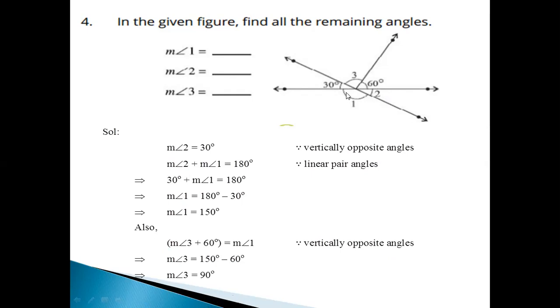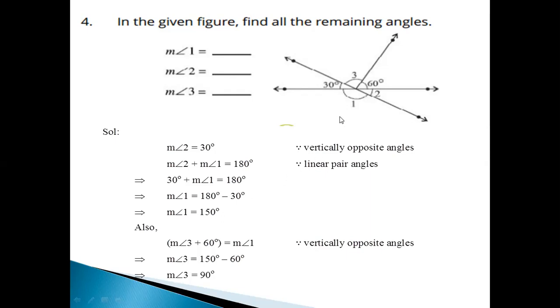And you know, this 1 and 2 make a half circle. So a half circle is equal to 180 degrees. So angle 2 plus angle 1 is equal to 180 degrees. Linear pair angles, you can check it. 1 and 2 make a half circle and a half circle is 180 degrees. So angle 2's value we already found, that is 30 degrees. 30 is positive here, shifted to the other side it becomes negative. So 180 minus 30, so angle 1 is 150 degrees.